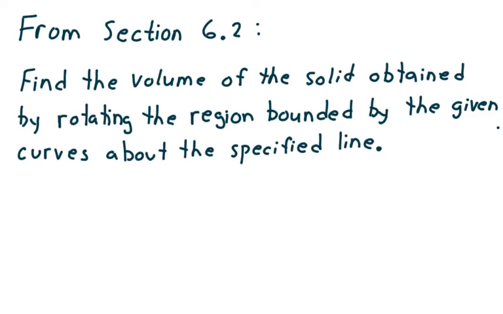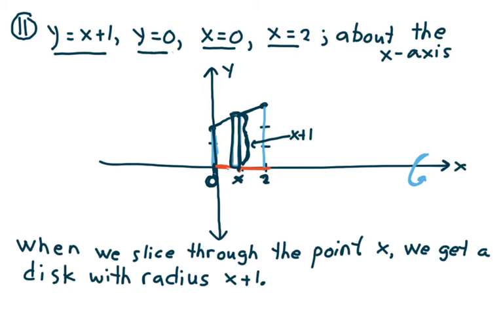This is a video from section 6.2. The directions say to find the volume of the solid obtained by rotating the region bounded by the given curves about the specified line. So we're going to start with number 11 in the Stewart Calculus Textbook, 9th edition.